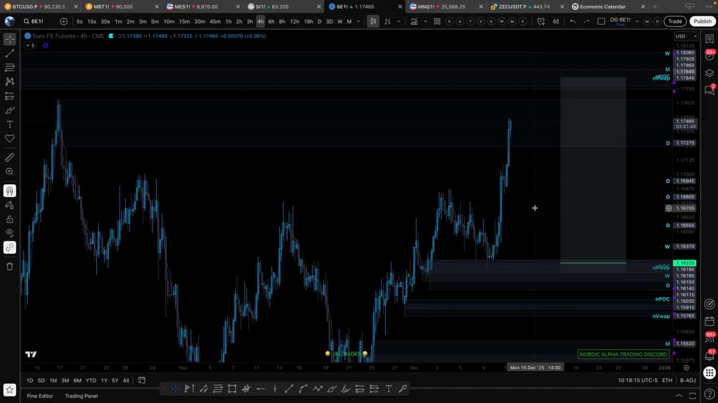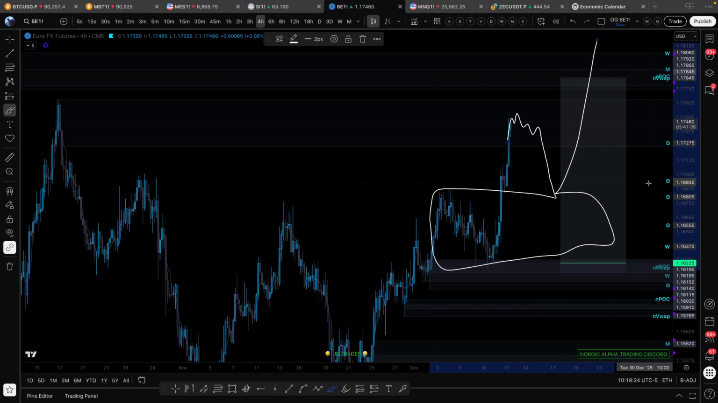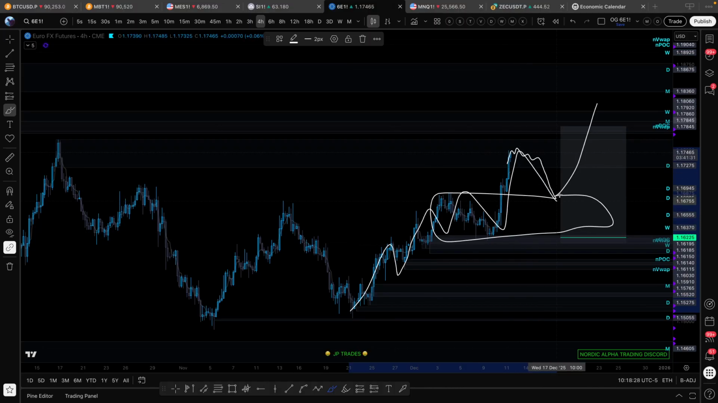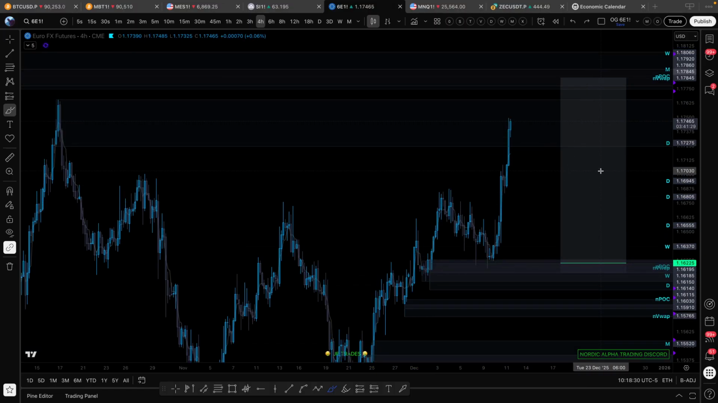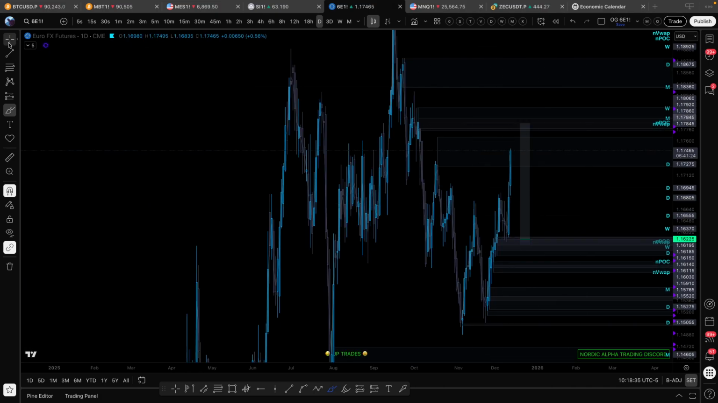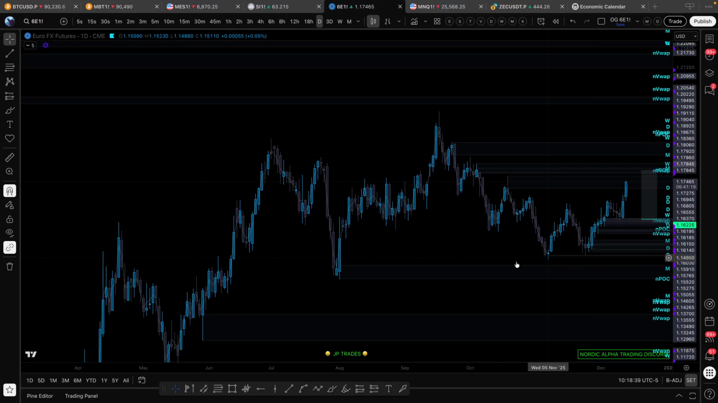Now, what am I looking for next? Honestly, we could put in some kind of top here and come back down to mitigate this old range to then go higher and continue this, right? So that's what we're looking at now. Let's go to the daily time frame because we need to see what's going on with the higher time frame structure here.